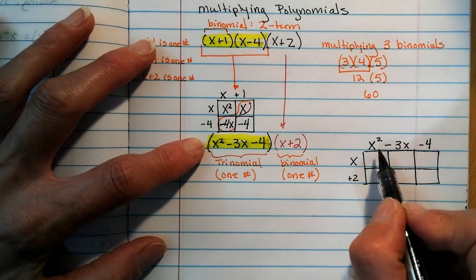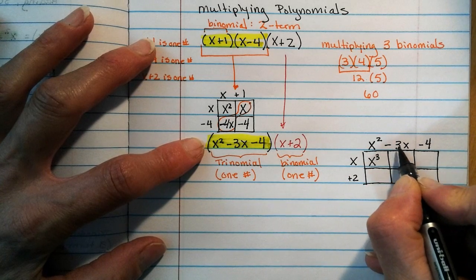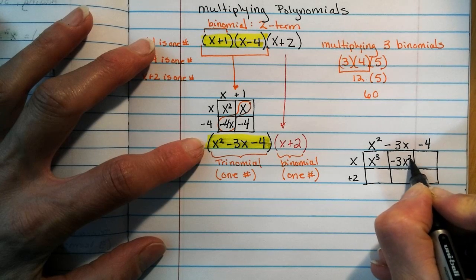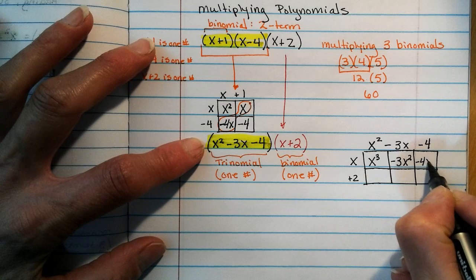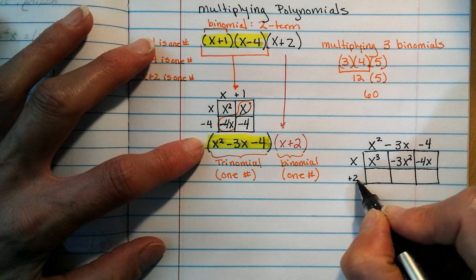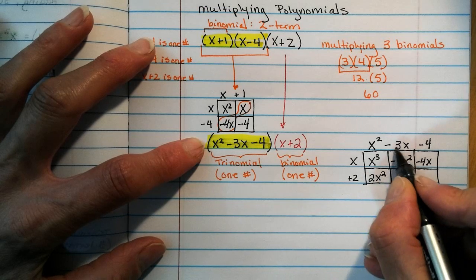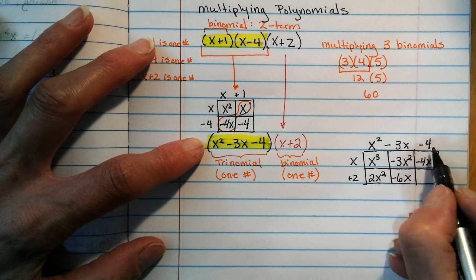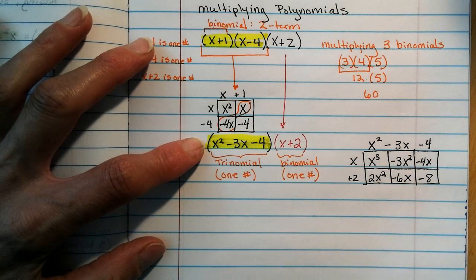And so now I'm going to do x squared times x, which gives me x cubed. Negative 3x times x gives me negative 3x squared. Negative 4 times x gives me negative 4x. X squared times 2 gives me a positive 2x squared. Negative 3x times 2 gives me negative 6x. And a negative 4 times a positive 2 gives me a negative 8.